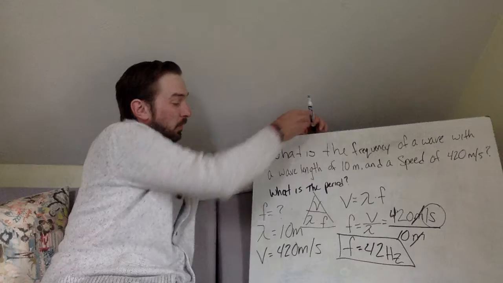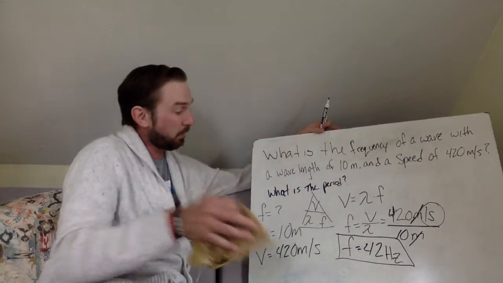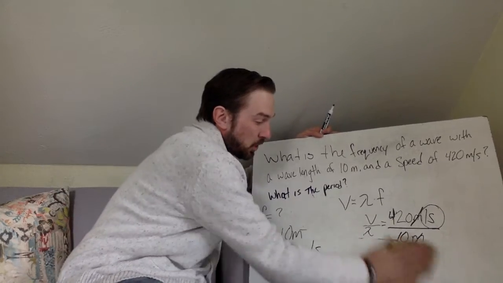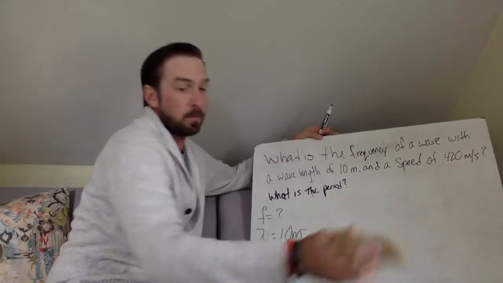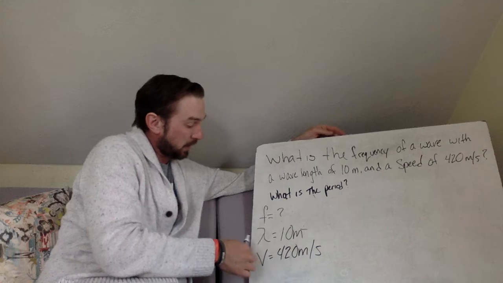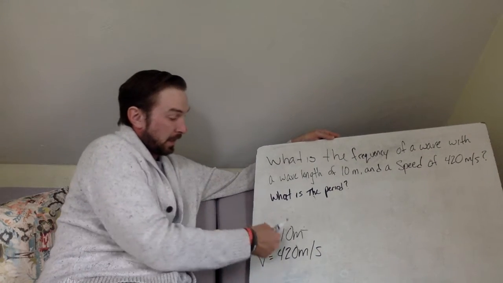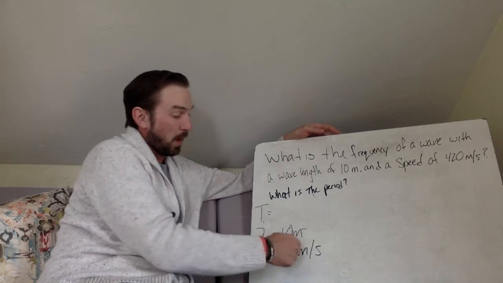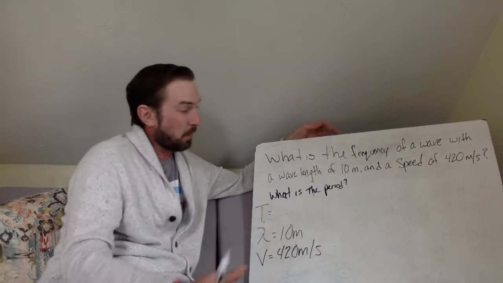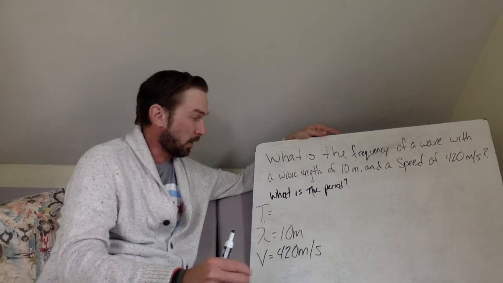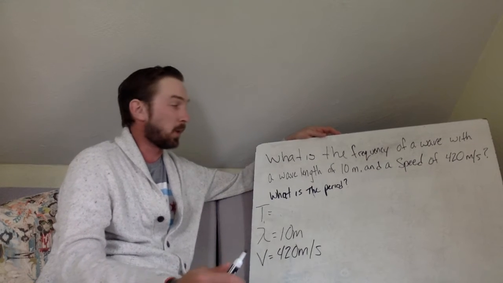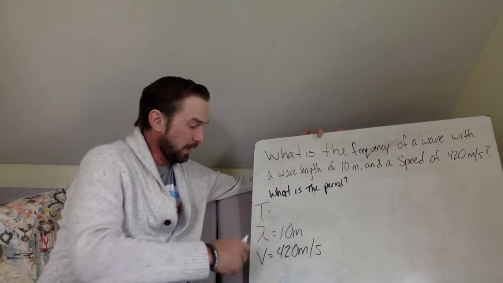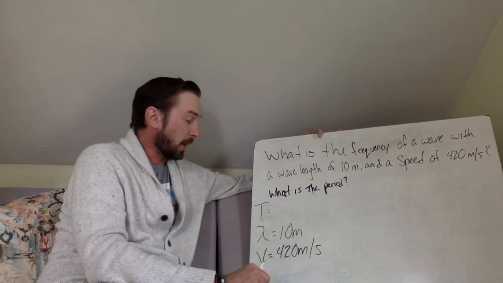The second part of the question is something I edited, but it wants to know the period. And so we're going to use all the same information that's given in the problem. So we still have a speed of 420 meters per second. We still have a wavelength of 10 meters. But if it wanted to know the period, we have one of two ways that we could go about doing this. The easiest is using this given information.